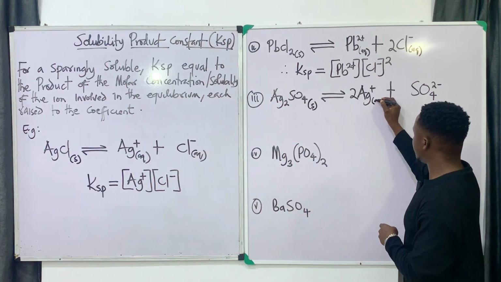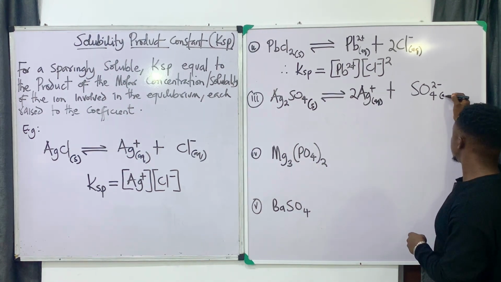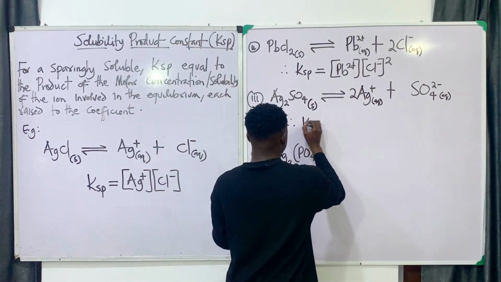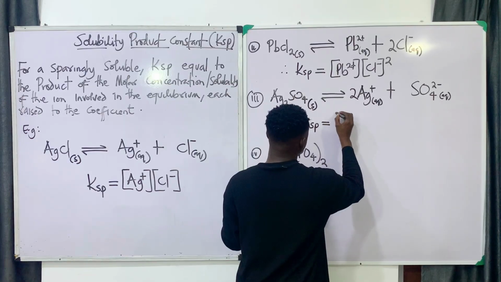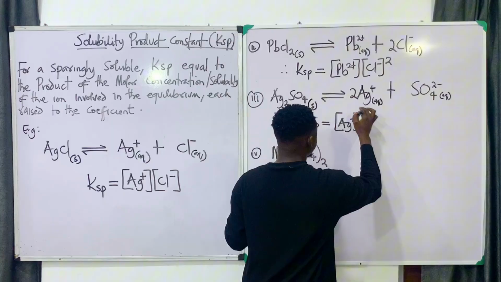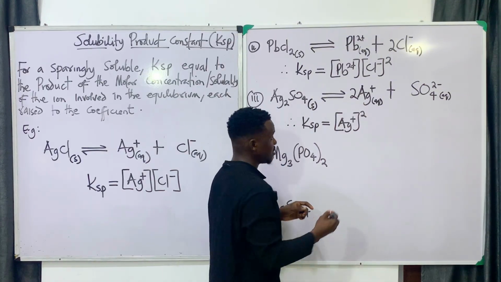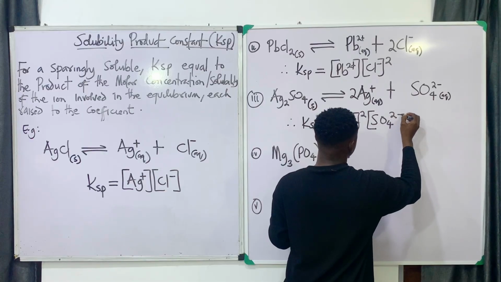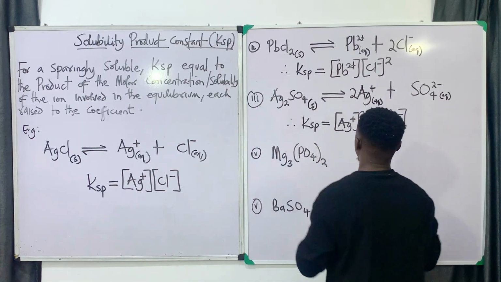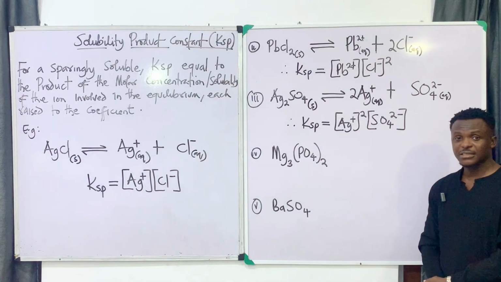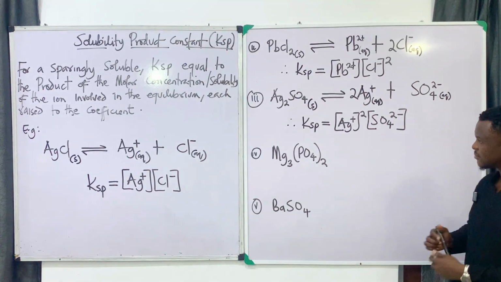So the next thing I'm going to do here is to add aqueous. So therefore, my Ksp for this becomes Ag plus, raised to the power of 2. You need to raise it to the coefficient. Can you see that? All right.